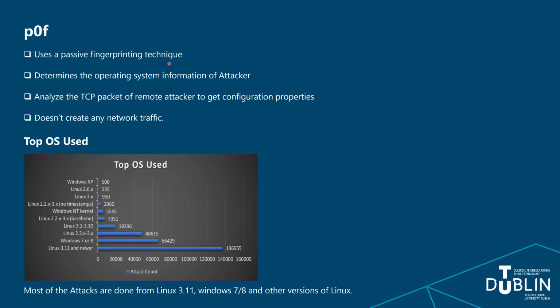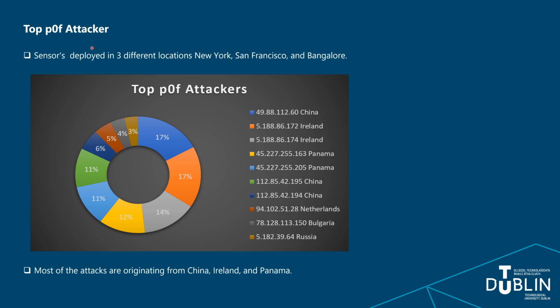It uses a passive fingerprinting technique to determine the operating system information of an attacker. It analyzes the TCP packets of a remote attacker to get configuration properties, and while doing this, it doesn't create any network traffic. The top OS used are Linux 3.11, Windows 7 and 8, and other versions of Linux are used for the attack. For P0F, the sensor has been deployed in 3 different locations: New York, San Francisco, and Bangalore. Most of the attacks originate from China, Ireland, and Panama.